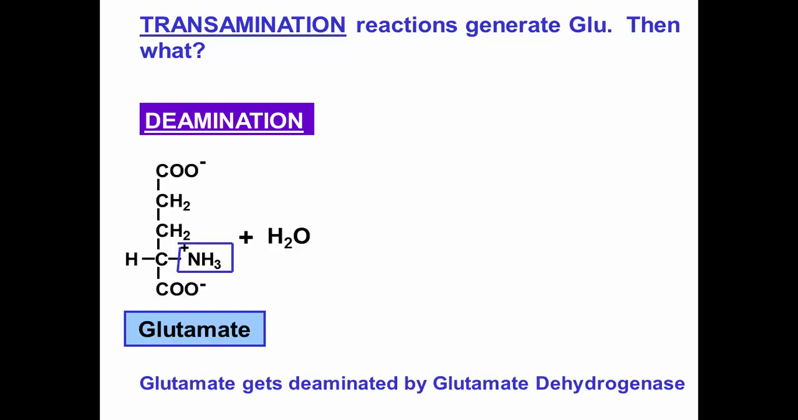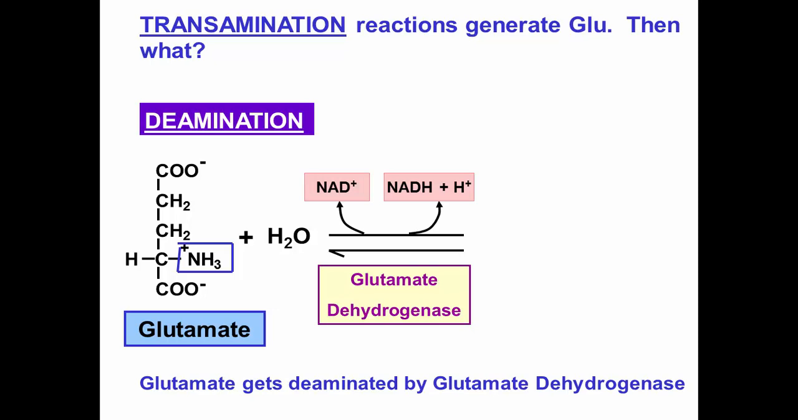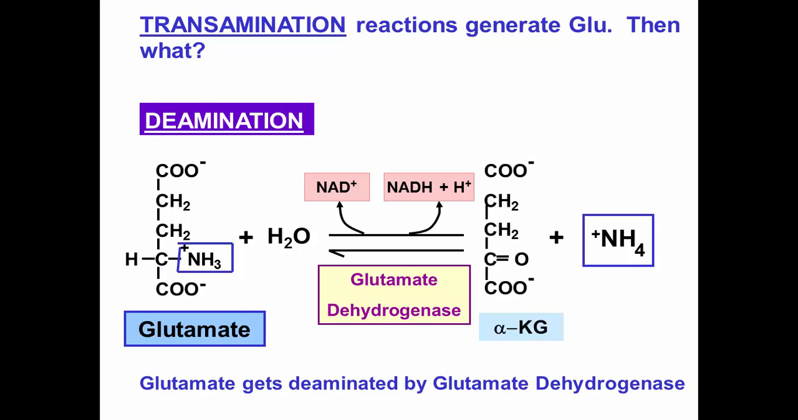Okay, so the other major deamination reaction is the deamination of glutamate. So remember that we had all those transamination reactions making glutamate, then we've got to do something with the amino group of glutamate in order to get it into urea synthesis. So glutamate dehydrogenase produces a reducing equivalent in this reaction, yielding alpha-ketoglutarate and ammonia.